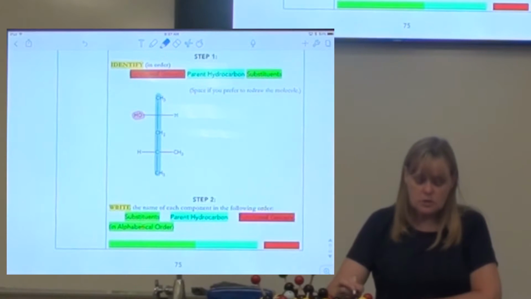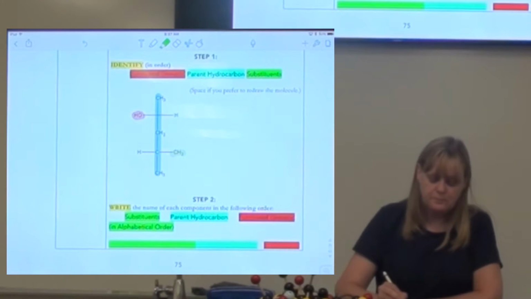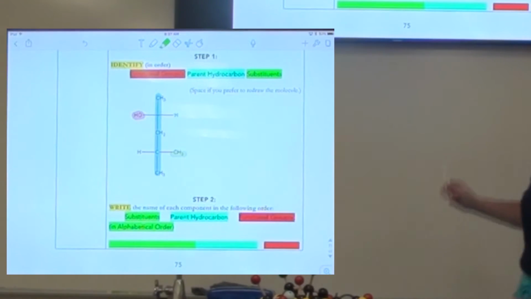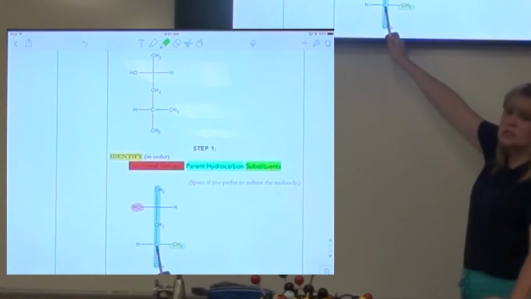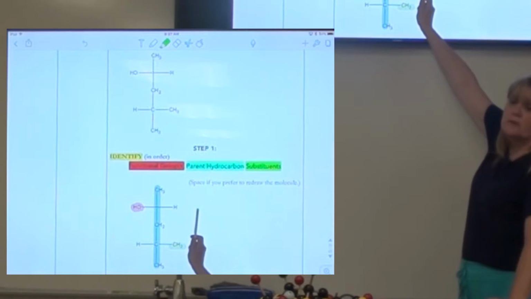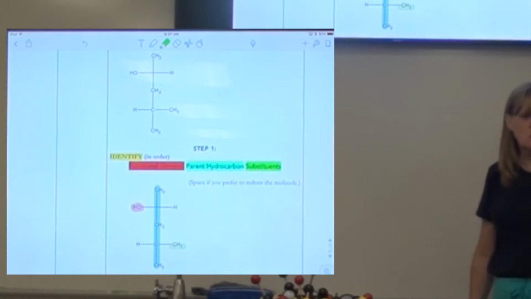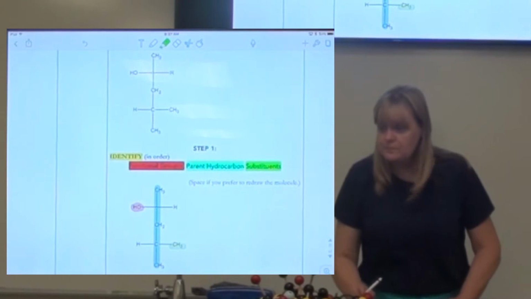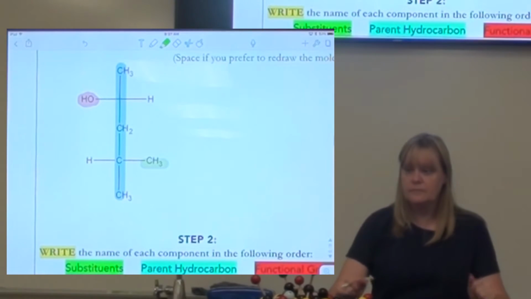One thing that I want to make sure that you notice is that when I'm doing the substituents, the methyl group's a substituent, but the hydrogens are not. The hydrogens are just part of the parent hydrocarbon chain. These are just drawn off to the side to represent a particular stereochemistry, but don't highlight them as a substituent and try and include that in the name somehow. It's just part of the parent hydrocarbon.